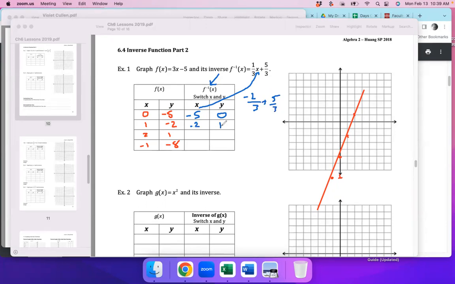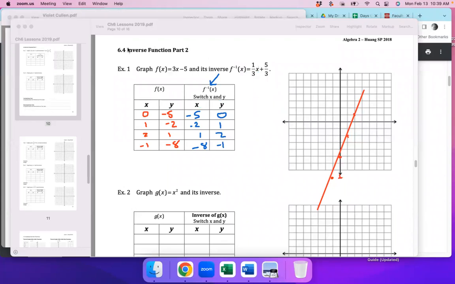1 and 2, and -8. What's -2/3 plus 5/3? It's 3/3, right? No, you thought it was positive.